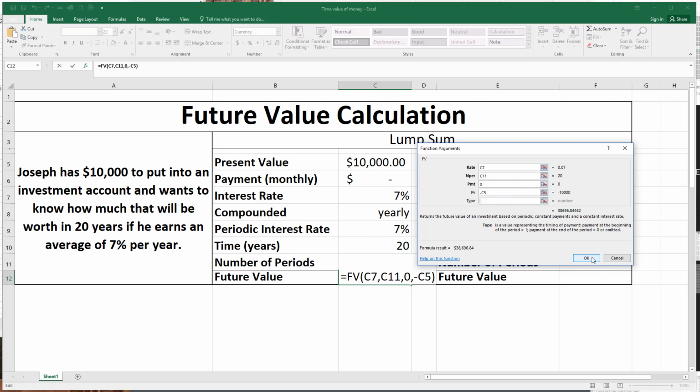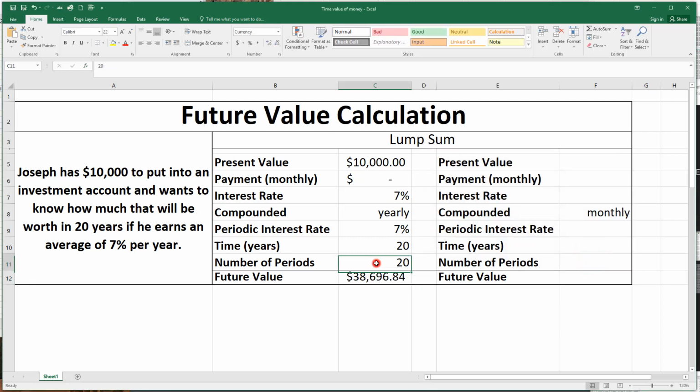So now that I'm done, I'm going to hit OK. And so it returns my future value of $10,000 for 20 years at 7% interest. It's going to be $38,696.84. So pretty good for just sitting there for 20 years.